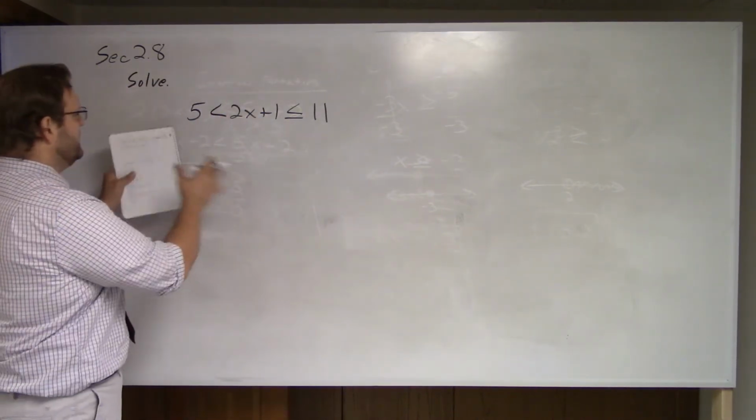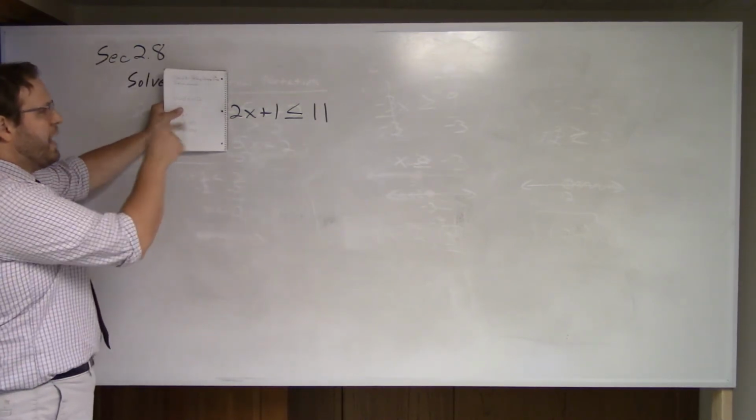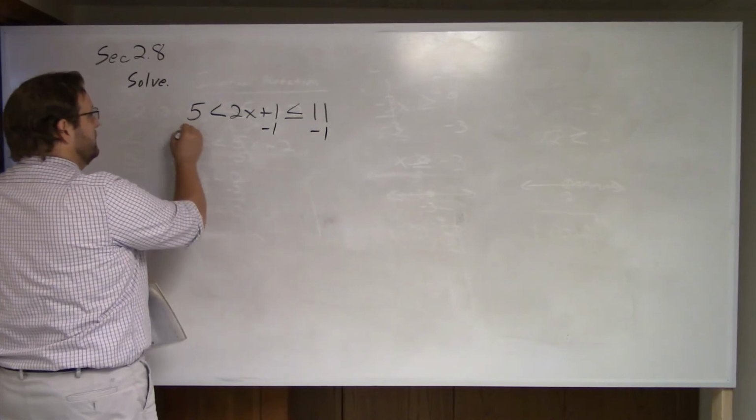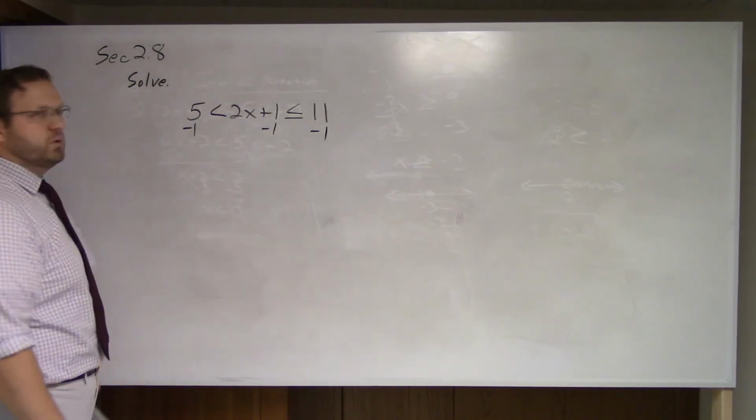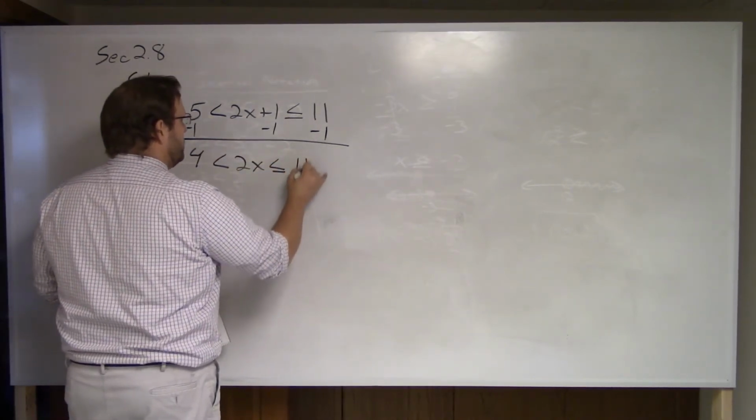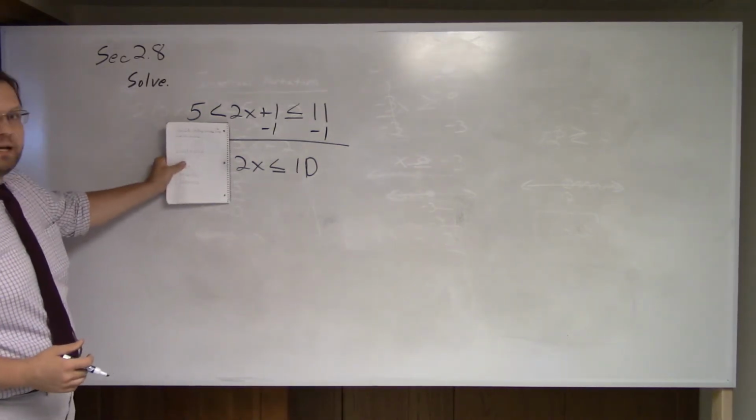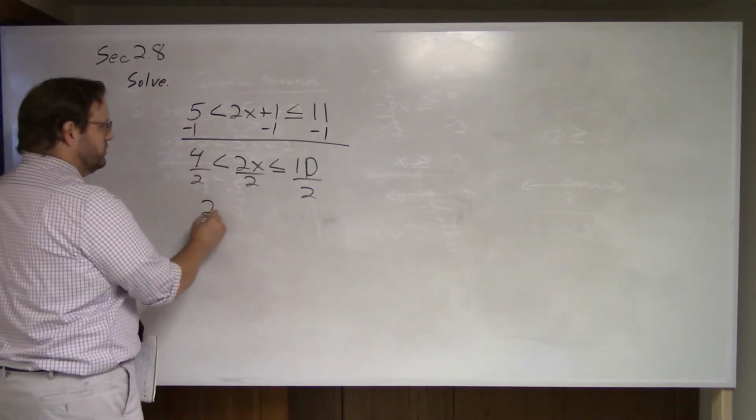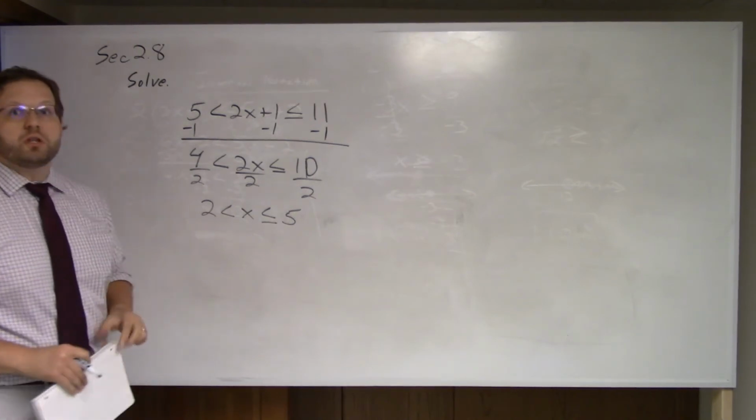What I tell students is if you're looking at it and saying, I don't know where to start, there's so much to do, cover that up for a second. How would I solve that? I would subtract 1, but now if I do it to one side, I do it to all three. I didn't erase that, I just covered it up. The way I solve that is the way I solve this. And I've got 4 less than 2x less than or equal to 10. Same thing. How would I solve that? I would divide by 2. Do the same thing there. 2 less than x less than or equal to 5. When are you done? When the variable's alone in the middle.